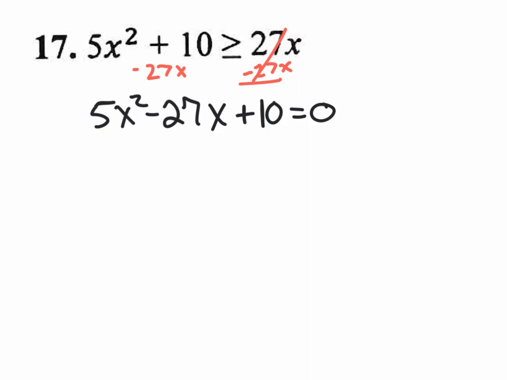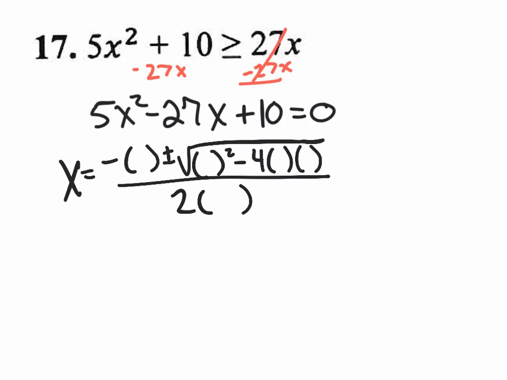Now, we could try to factor, split, and solve, but the a value is other than 1, which means we have the a times c situation. If you want, let's go with the quadratic formula. So we're going to plug in our b value of negative 27 right in there and right in here. We're going to plug in our a value of 5 right here and right there, and plug in our c value of 10 right here at the very end.